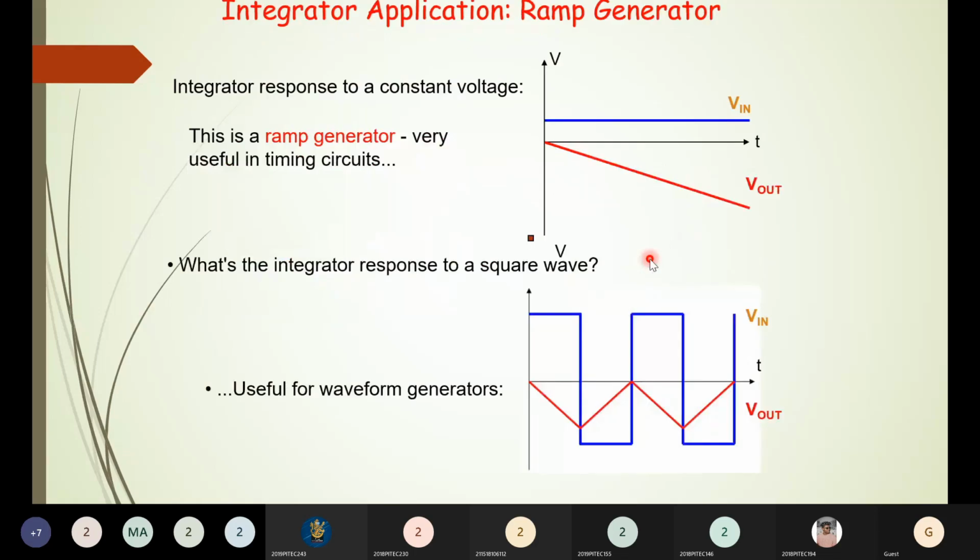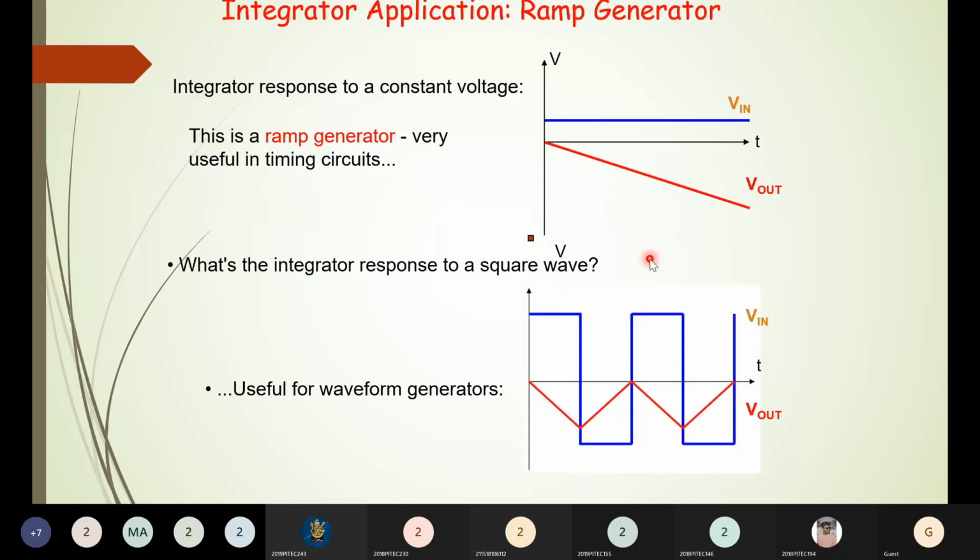And what is the application of this integrator? There are two major applications. The integrator is used in many circuits, but the major application is that it can be used to generate a ramp signal. When you give a constant voltage, you'll get a ramp voltage at the output of the integrator. So whenever you want to generate a ramp signal, you can use an integrator circuit.